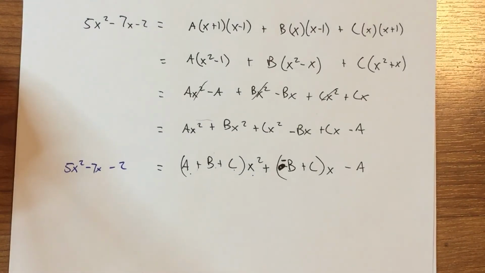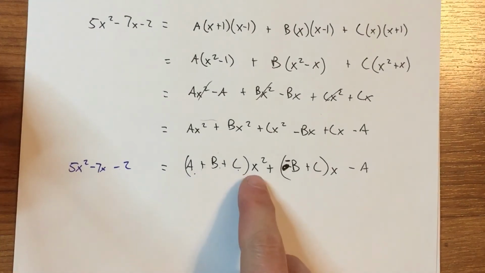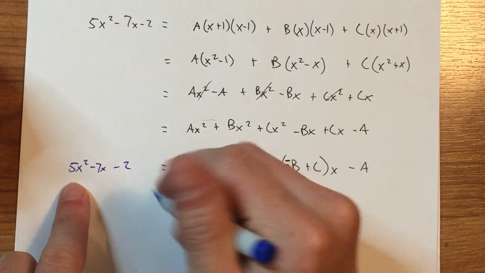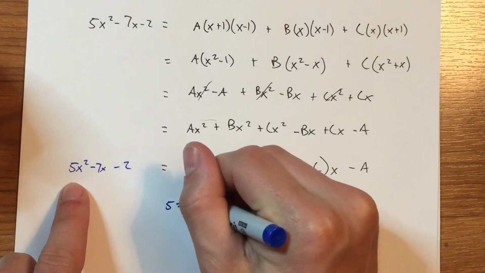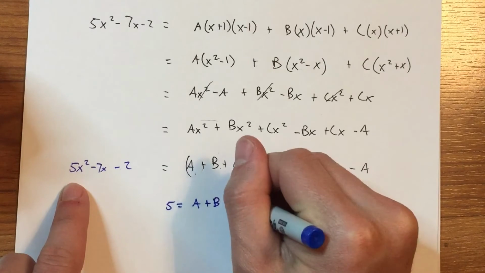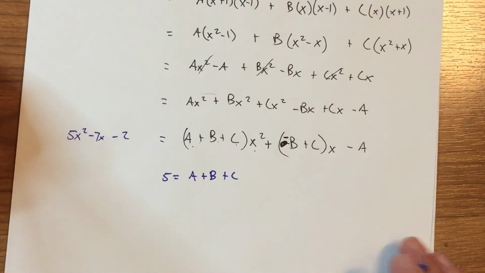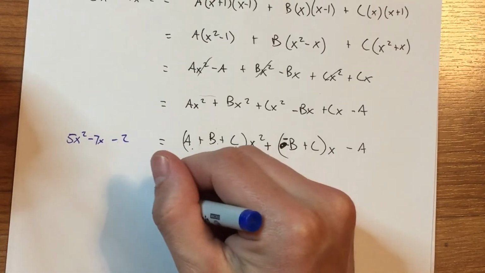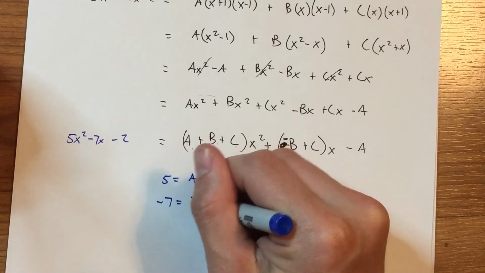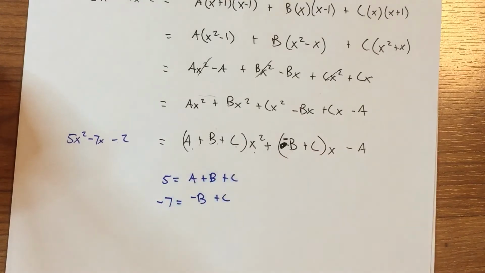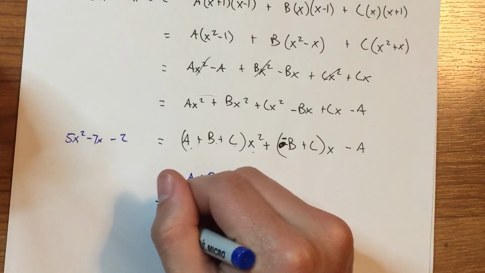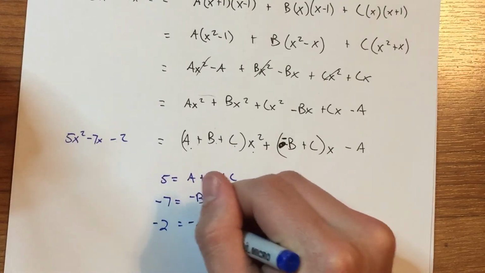But now we get to match things up to create a system. The coefficient of x squared must match the coefficient of x squared. Therefore, 5 has to equal A plus B plus C. The coefficients of x have to match the coefficients of x. Negative 7 equals negative B plus C. The constant must match the constant. Negative 2 must equal negative A.